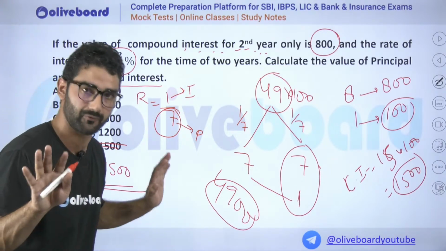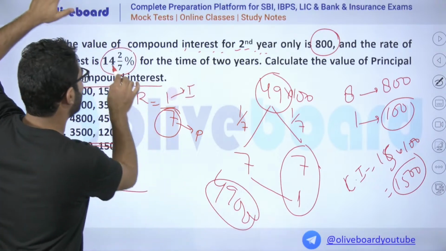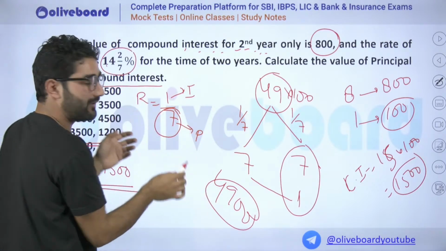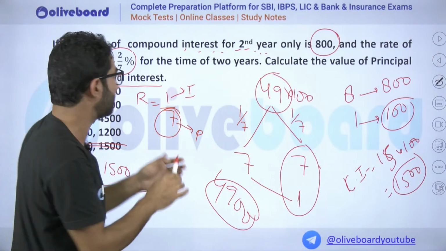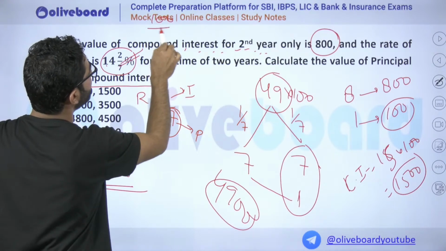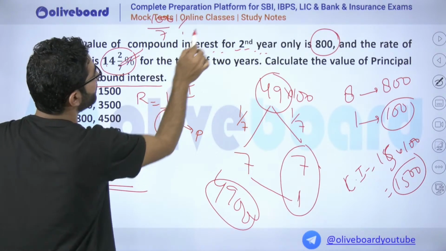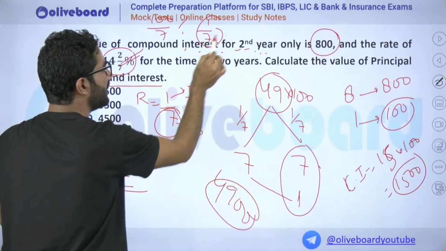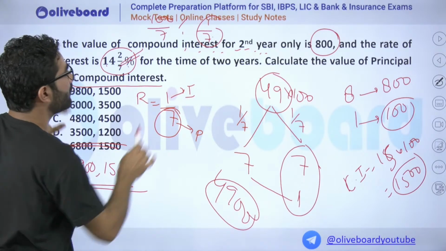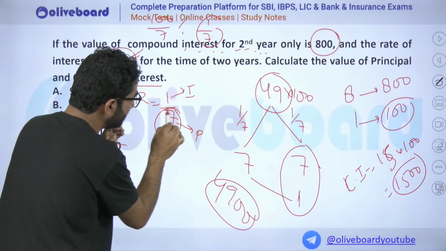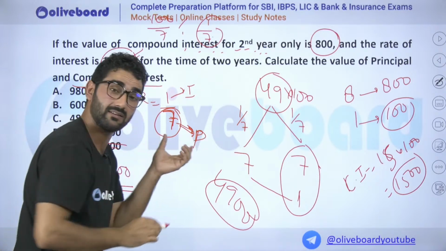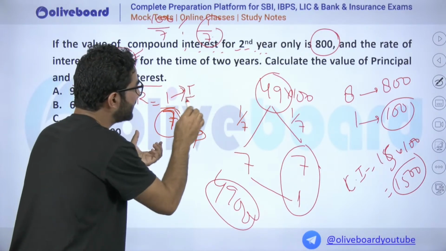I told you this is a trick. The trick is nothing. 2 upon 14 is obviously 1 upon 7. If the rate is given, it will be 100 upon 7 percent. If we divide by 7, it will become 1 upon 7 percentage. This rate will become this much. Got it, my dear? Now 1 upon 7 means this 7 is nothing but principal, and this 1 is nothing but interest.